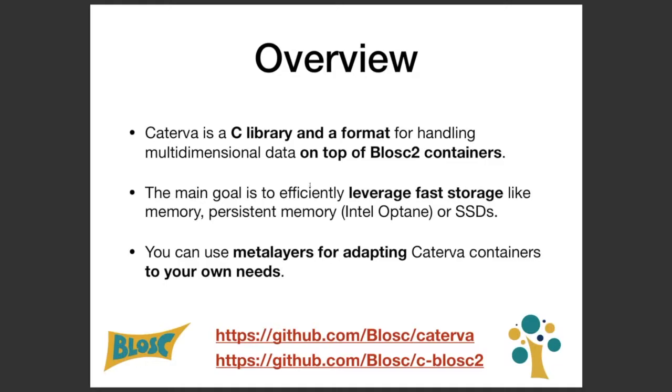So to wrap up, Caterva is a C library and a format for handling multidimensional data on top of Blosc2 containers. And the main goal is to efficiently leverage fast storage like memory, but not only memory, but for example, persistent memory like Intel Optane, which is very fast memory, but can be persistent as well, or fast solid state disks. You can use MetaLayers. The MetaLayers concept is central to Caterva and to the Blosc ecosystem, because you can use them for adapting Caterva containers, or in general Blosc containers, to your own needs.